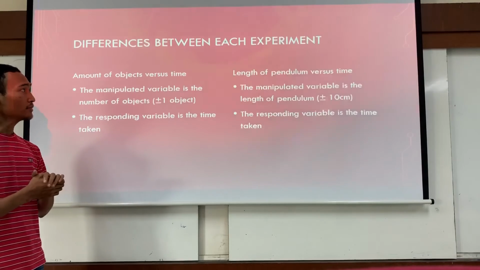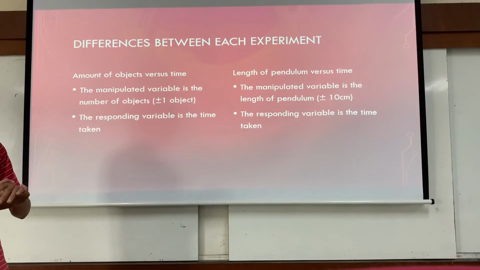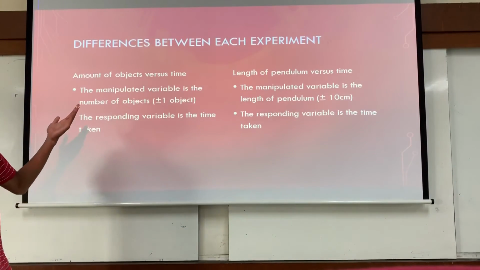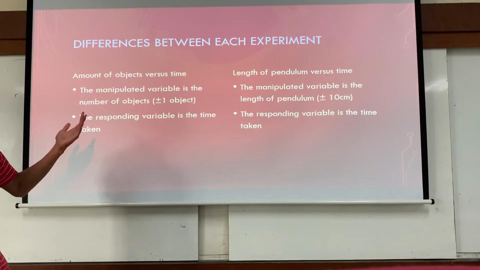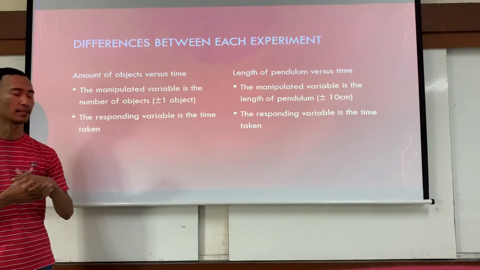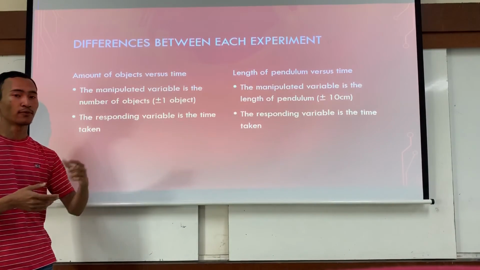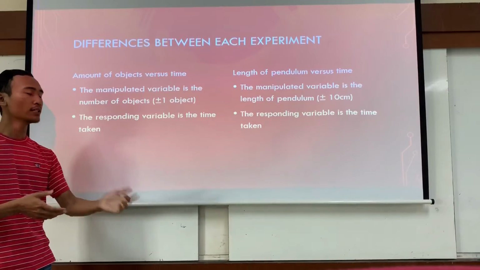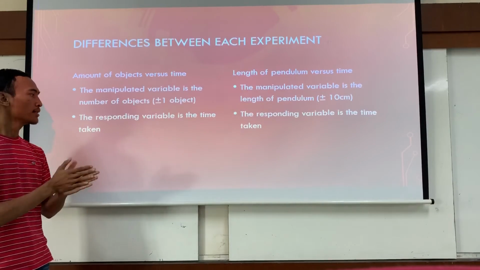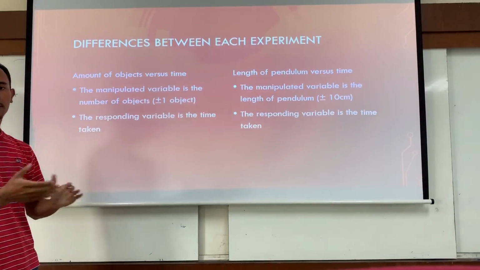Next, these are the differences between each experiment regarding the discrete and continuous variables. The discrete variable experiment is the number of objects versus time, where the manipulated variable is the number of objects, with a sensitivity of plus or minus one object. There is an increment of one object for each and every task. The responding variable is the time taken.